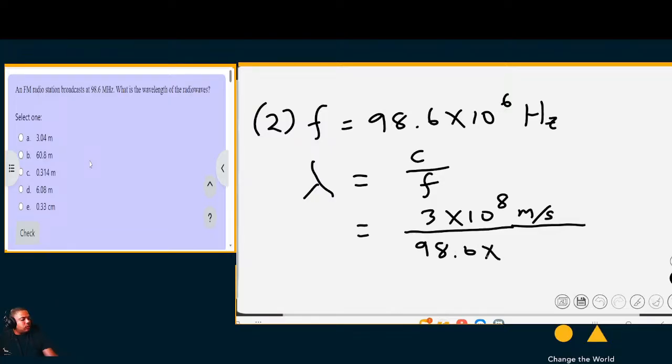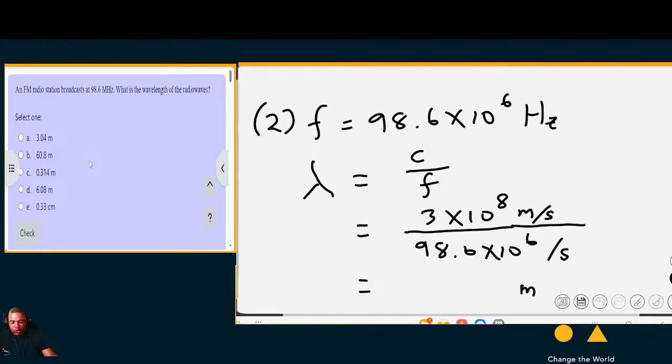98.6 times 10 to the 6 hertz is per second. So per second. Now, if you flip this up, if you do a bit of dimensional analysis, your answer will be in meters, which is what we want. We measure wavelength in meters. And that is 3 times 10 to the 8 divided by 98.6 times 10 to the 6.